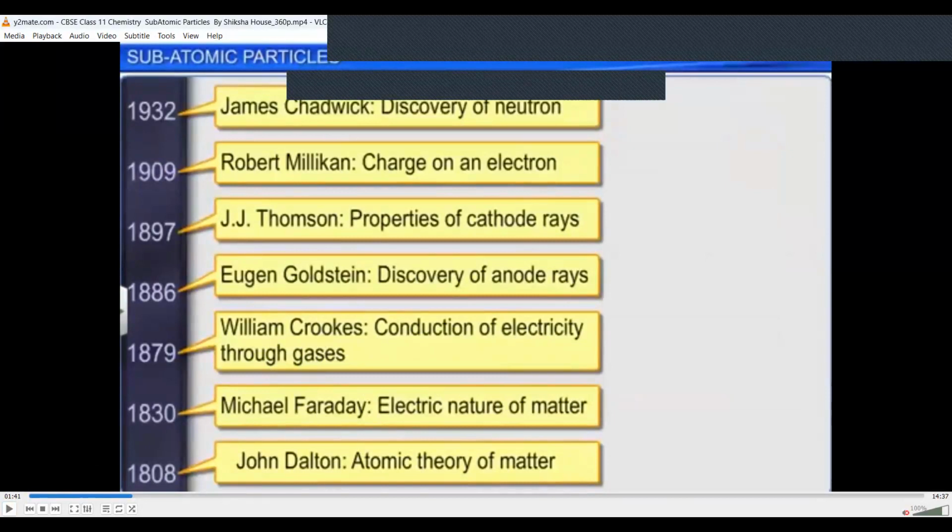And Eugene Goldstein, we are going to discuss the protons, and there you will learn who Eugene Goldstein is. And J.J. Thomson, properties of cathode rays. He conducted some experiments. Robert Millikan, charge of an electron. James Chadwick, the one who discovered the neutron. We are going to discuss all these things, okay? Right. Remember these names.